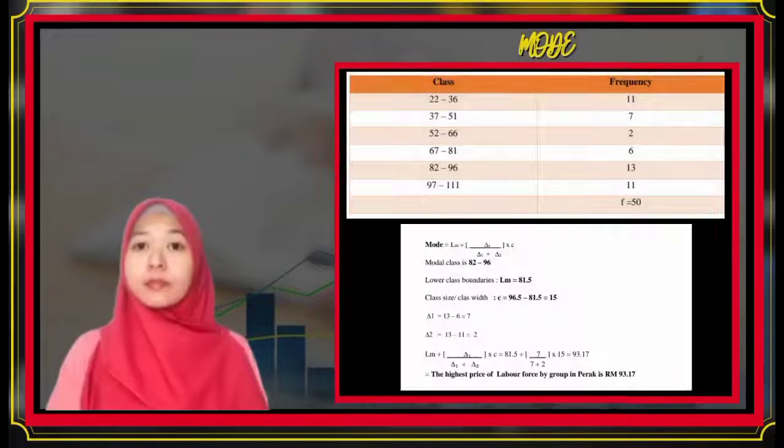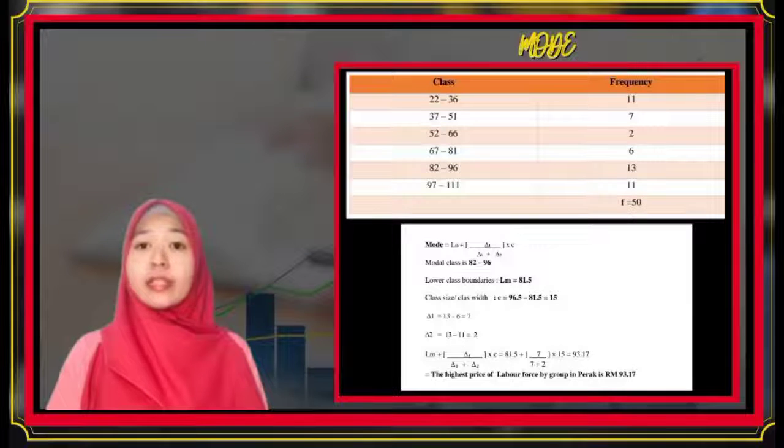Next, as for the mode part, it only involves 2 tables of data, which are classes and frequency. Firstly, we need to determine the modal class, which is based on the highest frequency. Therefore, the modal class is 82 until 96, which has the highest frequency of 13. Meanwhile, the lower class LM is 81.5. Next, as for the class size, we take 96.5 minus 81.5, and the answer is 15.